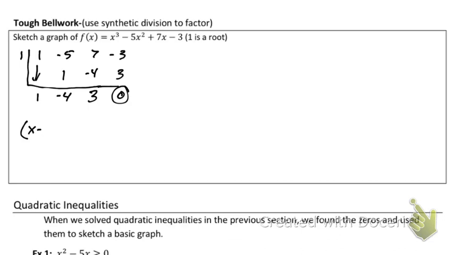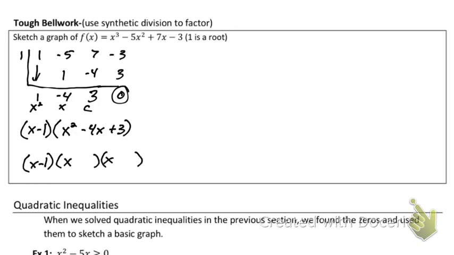minus 1 times, remember this would be my x squared, my x, my constant, so we'd have 1x squared minus 4x plus 3. Now, more than likely, if it's a problem like this, that x squared minus 4x plus 3 is factorable. So we can go one step further and say, well, this is x minus 1 times, well, we have x.